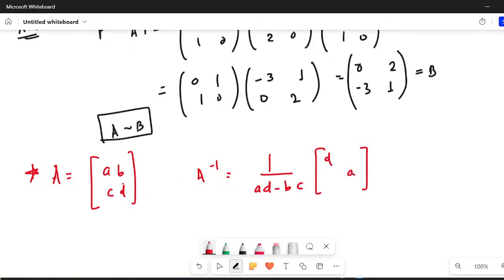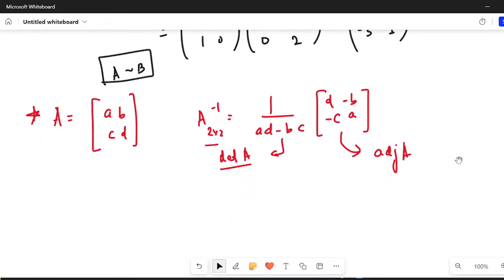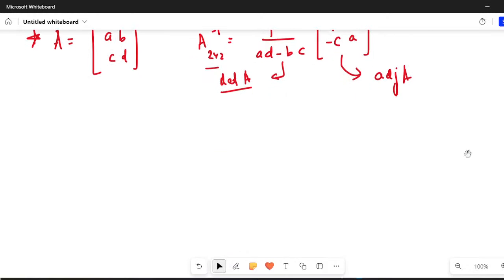And then just take a minus on this side, so this will be minus B and minus C. This is how you write your inverse. I hope it is clear. This is how you write the inverse for 2 cross 2. This is nothing but the adjoint of A, and this is nothing but the determinant of A. Isn't it? So, okay.